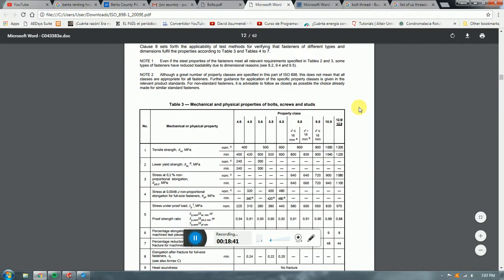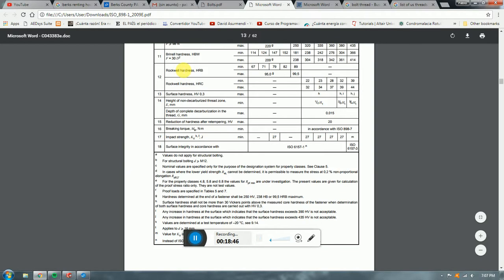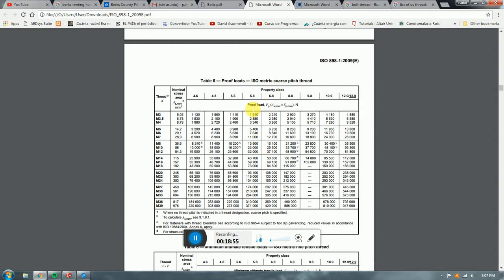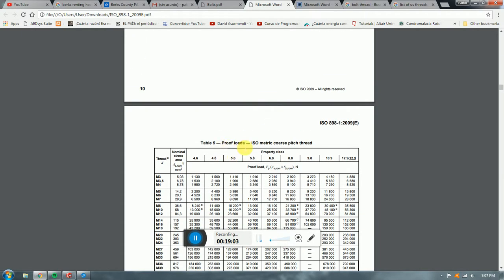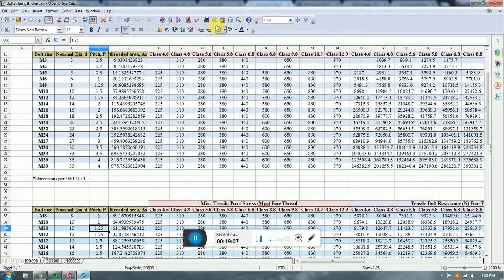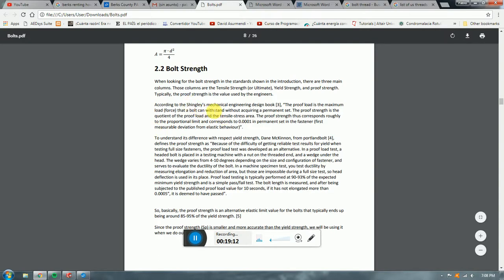Apart from some equations, we're going to have here property class, we're going to have tensile strength here, for example, the minimum ultimate strength for the different classes, and then here we have the proof load. So the proof load or proof stress in this case is, as it's going to be defined, let me check, here in English.